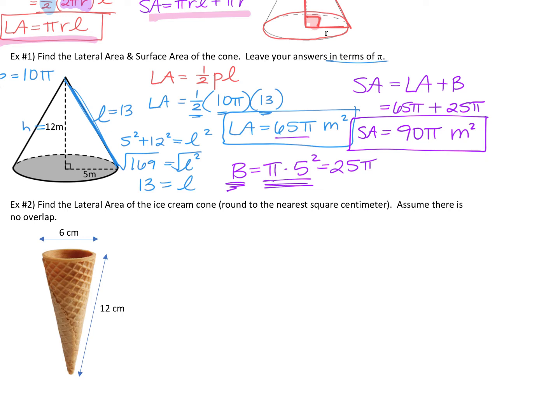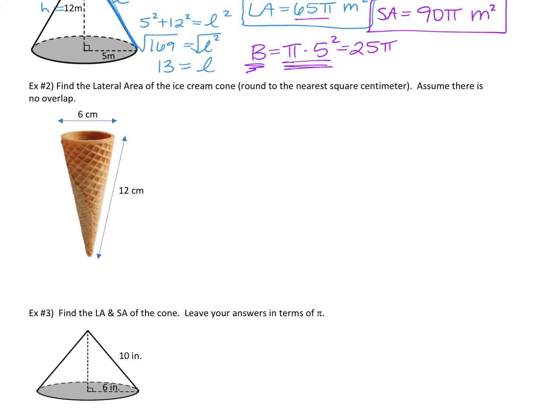Yeah. You only have to find out one base. Yes, because there is only one base, right? It's just one circle base. A cylinder has the two bases. This is just one base. And LA is like the whole cone part, right? Yep, the part that wraps around. Okay.